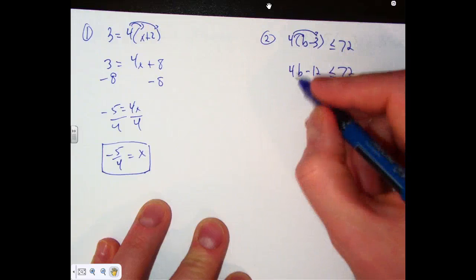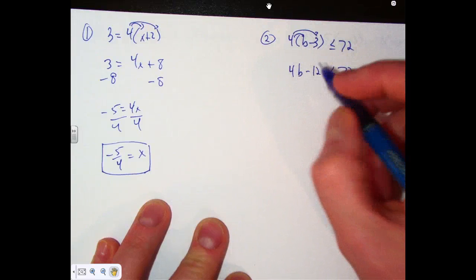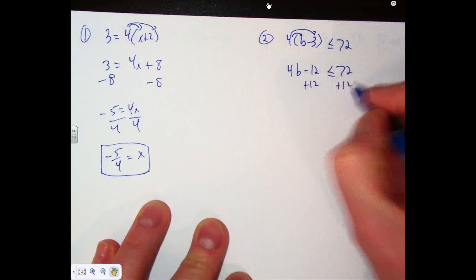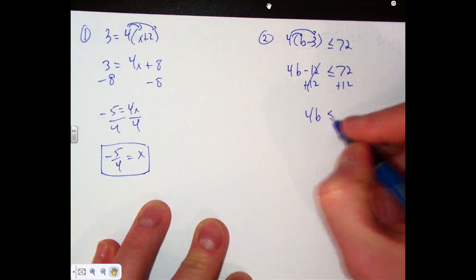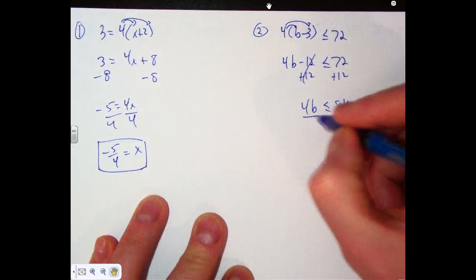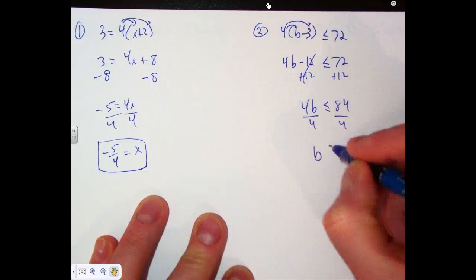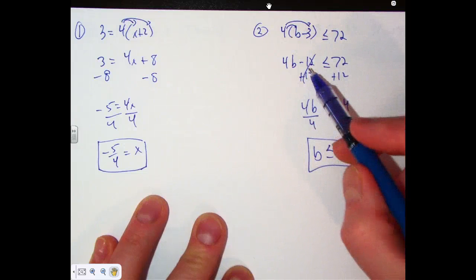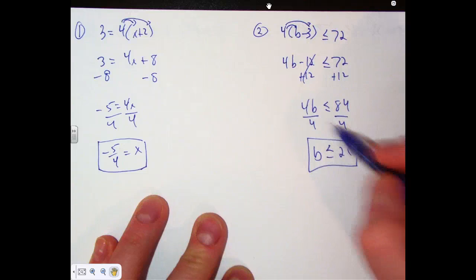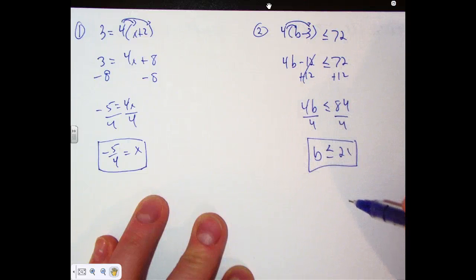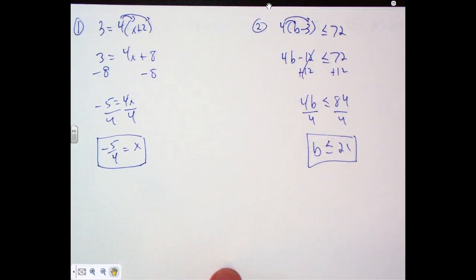Then we've got the b's together on one side, so we just need to move the numbers to the opposite side. So add 12 to both sides. 4b is less than or equal to 84. And then now we divide by 4. And since I did not divide both sides by a negative, in fact there are no negatives to be had except for the negative 12, which we canceled out by adding 12, I do not have to flip the inequality symbol. I can just leave it as it is. Okay, another couple problems.